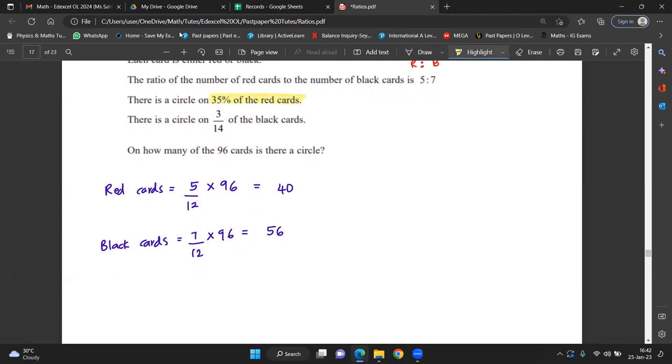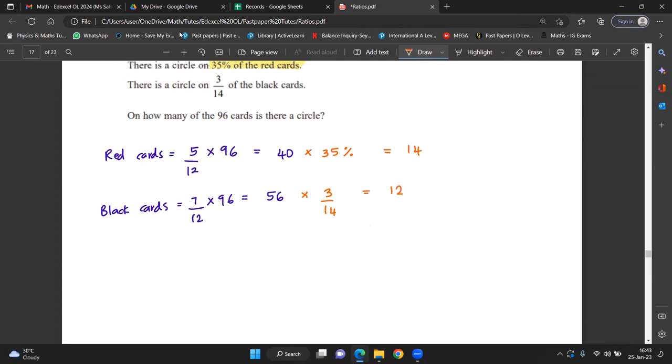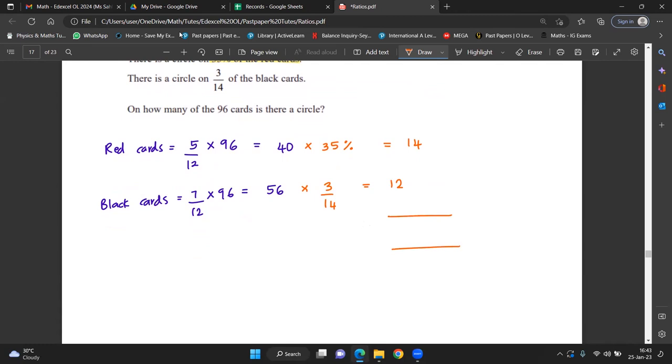35% of the red cards have a circle, right? So we have to multiply the red cards by 35%. What's that answer? Yes, 35 over 100. What's the answer? Okay, 14, right. Black cards should be multiplied by what, guys? 3 over 14. So how many cards in total have a circle? 26. Is that difficult? Not at all, okay? Grade 5 question. We used to do this in grade 5 and 6.